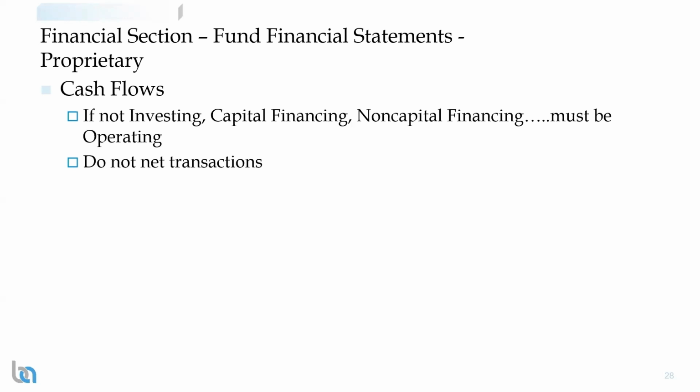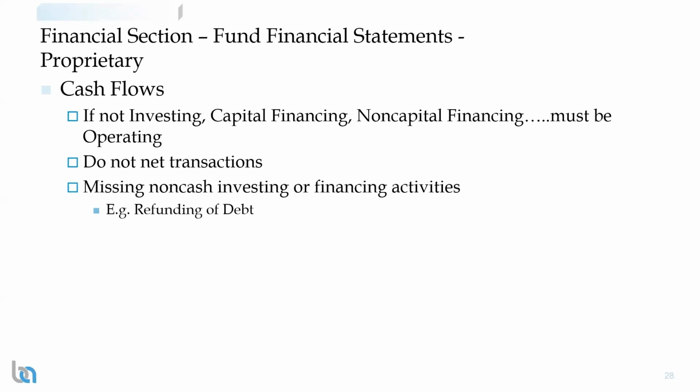Do not net transactions. If a fund has transfers in and also transfers out, you would need to present both cash flow from other funds and cash flow to other funds. Don't net the two. If you have non-cash transactions, maybe you entered into a lease agreement, there is no impact on your cash flow statement, but that would need disclosure at the bottom of your cash flow statement as a non-cash item.